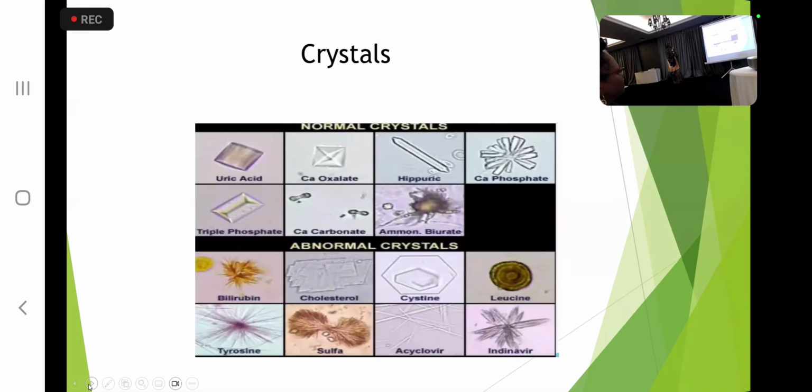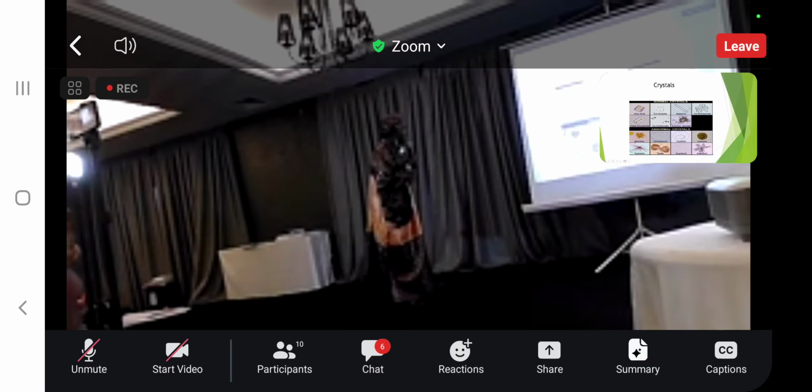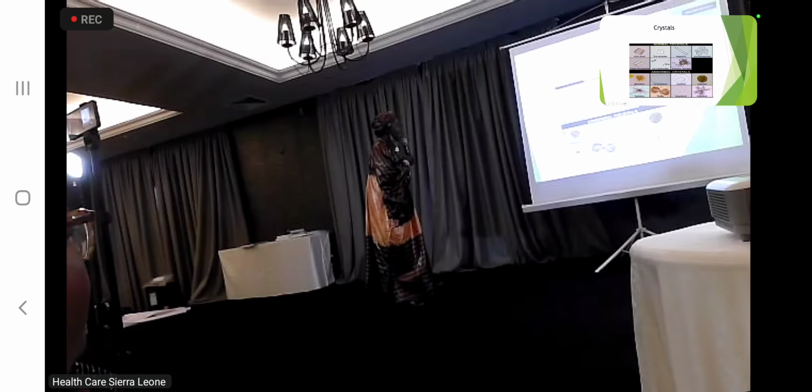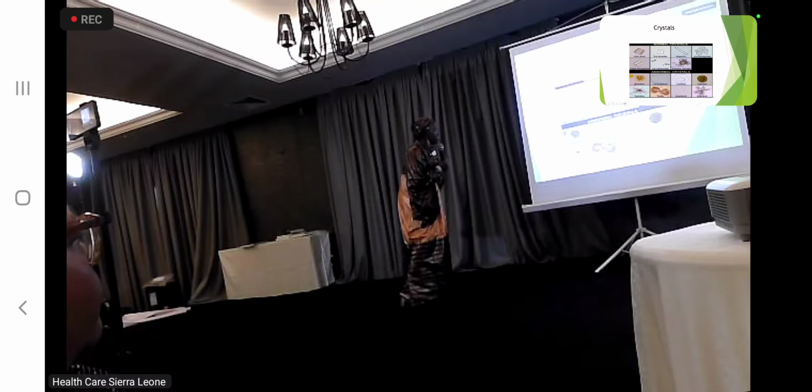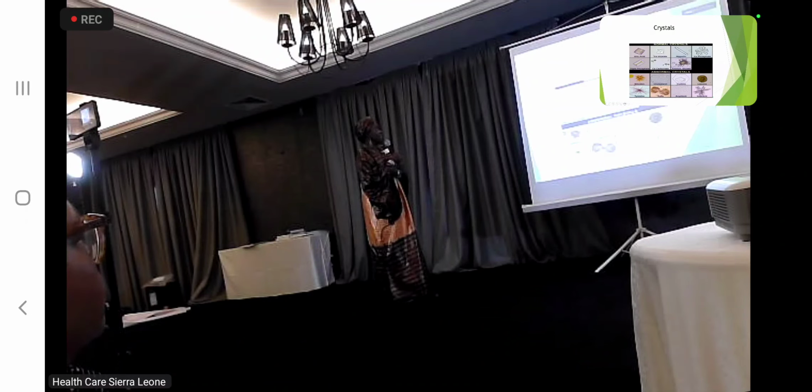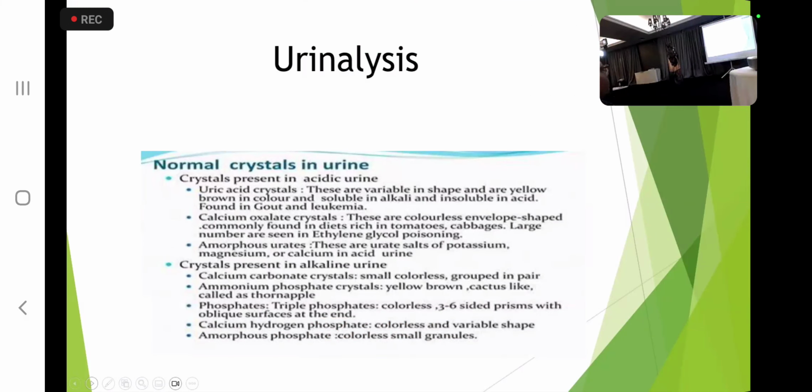Next slide. This is just a picture of normal crystals, which are substances that you find in urine, such as uric acid, calcium oxalate, calcium phosphate, triple phosphate, and all that. And also crystals like leucine, acyclovir, and indinavir. Next slide. This is just another continuation of normal crystals in urine.